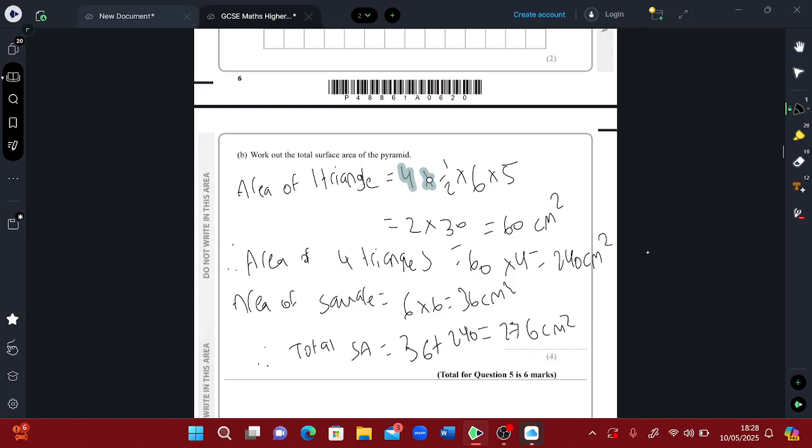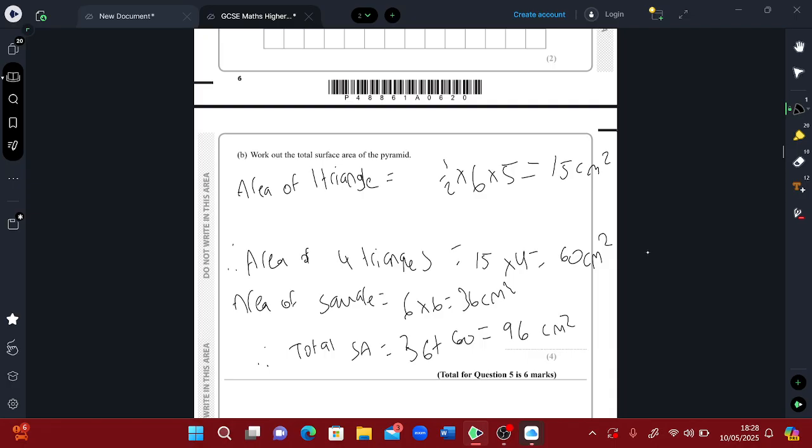So the area of one triangle is just a half times 6 times 5. 6 is the base and 5 is the perpendicular height. That will be 15 centimeters squared. So then to get four of them, obviously, you do 15 times 4 to get 60, not 240. And then that's 36, so you want to do 36 plus 60, which is 96.